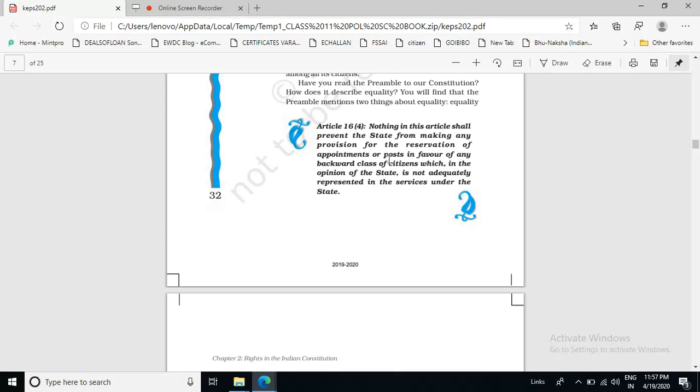So, this is the article which provides the basis for the reservation policy which was adopted by the government. And many of you, I just know this kind of feeling is always there. Many of you must be very dissatisfied with this reservation policy of the government. But here, you must know the basic reason behind the adoption of this reservation policy by the government. Why did the government adopt this policy?